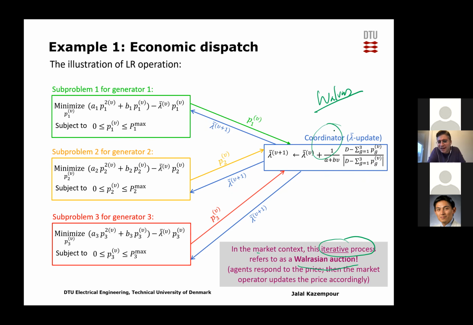The coordinator disseminates prices. Then the generators, or let's say market participants, respond to the price. Then based on the response of all market participants, the system operator or auctioneer, let's say the auctioneer, updates the prices and then sends back the updated prices to participants. So this is what we call the Walrasian auction. And Lagrangian relaxation is a way to implement Walrasian auction.